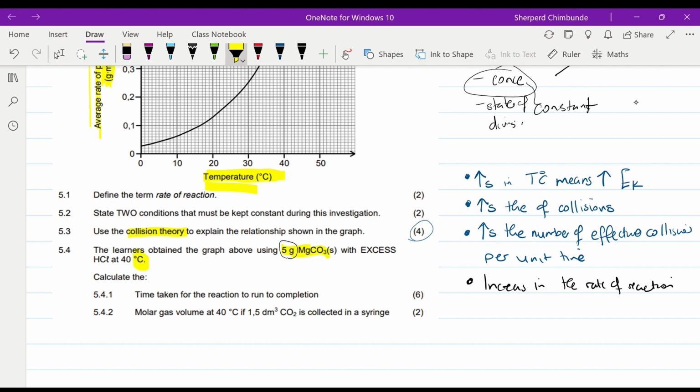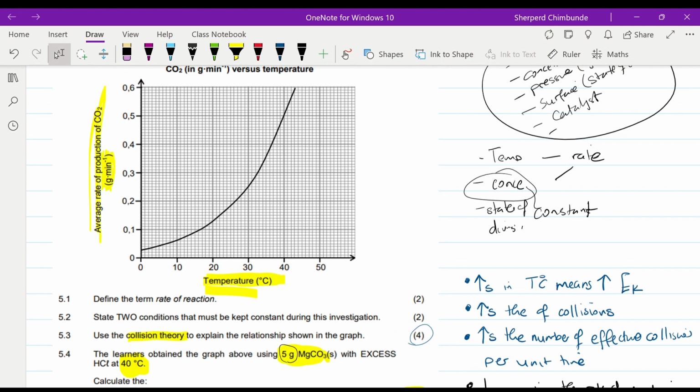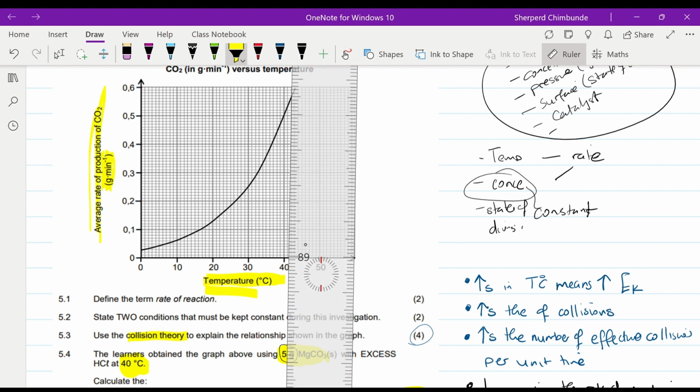Then they say calculate time taken for the reaction to run to completion, 6 marks. That means a series of calculations have to be performed. But since they specified 40 degrees, that means we need to obtain some information from the graph. So if I look at this graph, let me just bring my ruler here. One can see at 40 degrees.